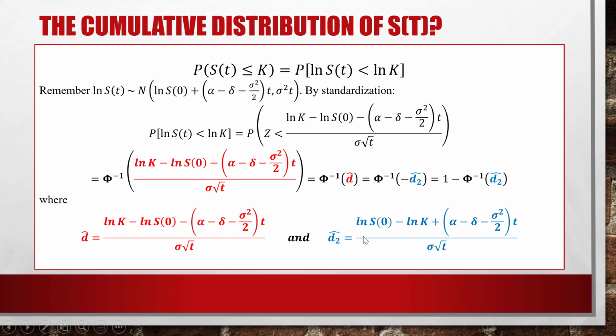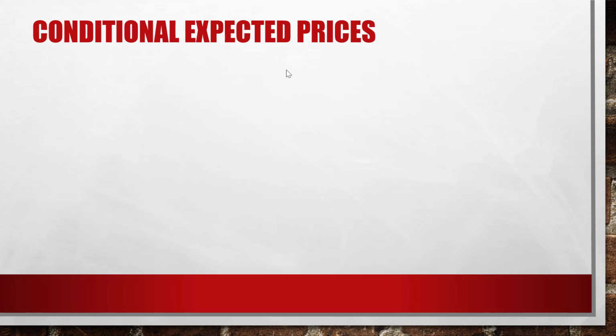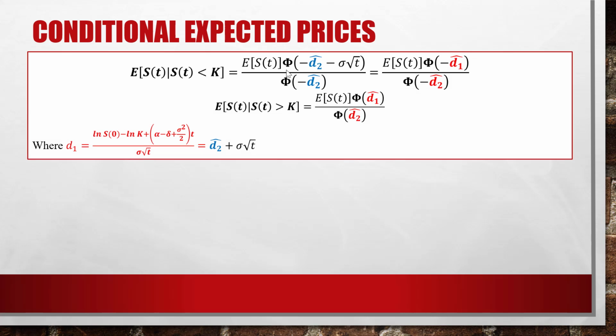And d2 hat is here, it's just flipping the side, because it's the opposite of this. So we flip the sign. We get natural log S0 minus natural log k plus alpha minus delta minus sigma squared over 2 times t, over sigma square root of t. And the reason for it is, remember, we sometimes need to calculate the other side of the probability, that S of t is greater than k. Alright, so now let's consider the conditional expected prices.